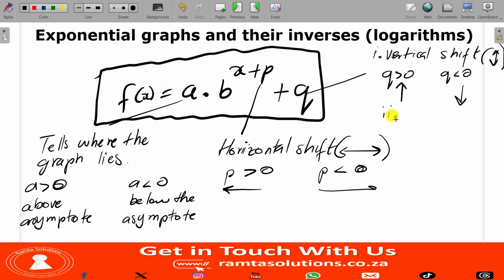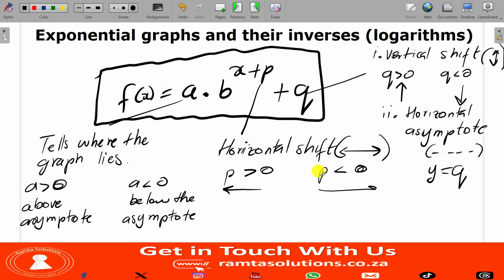Secondly, this q represents the horizontal asymptote, the only asymptote of this graph. As you can see, it's these broken lines that pass through the y-axis. And what is it? It is y equals q. The horizontal asymptote of your exponential graph is y equals q.